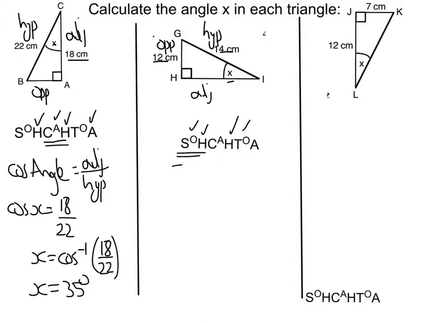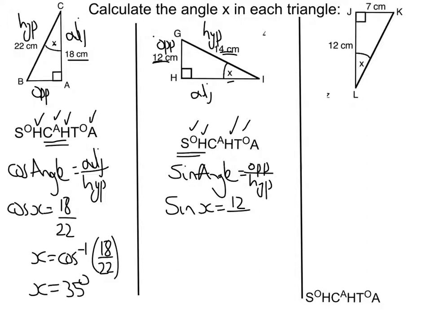So this one is sine angle is equal to opposite over height. Now sub in the values I know. So sine, the angle is called x, so sine x is equal to opposite is 12, over height is 14. It's an angle, so we have to use the inverse buttons. So it's going to be sine to the minus 1 of 12 over 14.